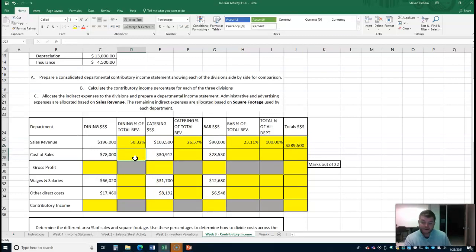Next one is cost of sales. So dining percentage of total revenue. Now for these costs of sales, I want you to divide it by the sales revenue for that particular department. So $78,000 divided by the dining room. $30,000 divided by the catering revenue. And I want you to do this for all these ones going down.